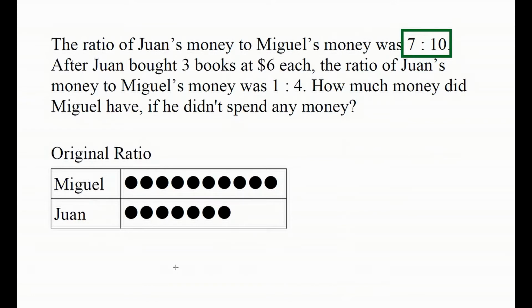Now, Juan spends $18 on 3 books. And the new ratio turns out to be 1-4. Now, you have to know that Miguel didn't spend any money. So I am going to take Miguel's money and split it into 4 equal parts as follows. I cut Miguel's money into 2 equal parts. And then I take each part of Miguel's money and cut it further into 2 equal parts.